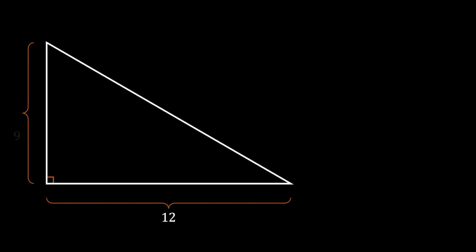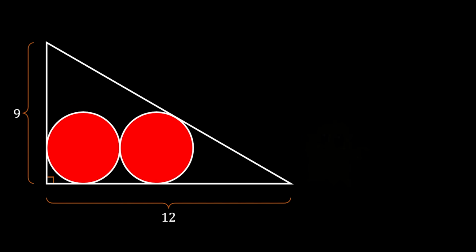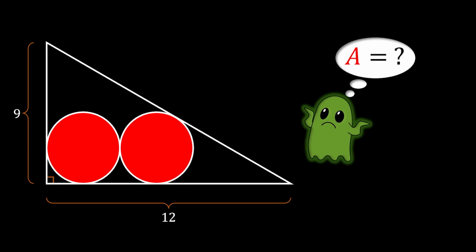Let's start with a right triangle with the base of 12 and the height of 9. And in it we will inscribe two congruent circles that are touching, just as shown in the sketch. Now, the question is: is it possible for us to find the combined area of these two congruent circles?